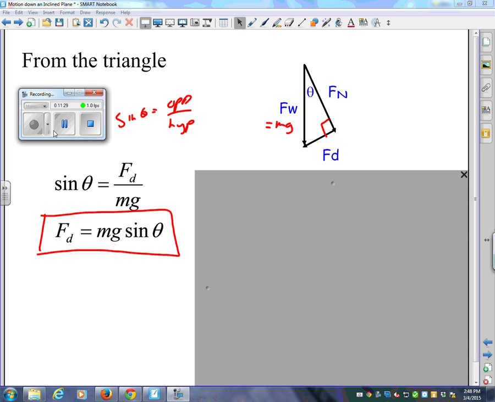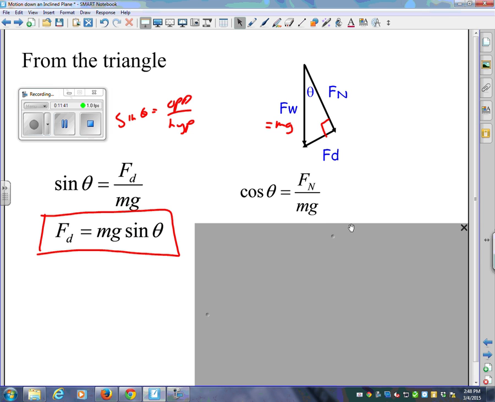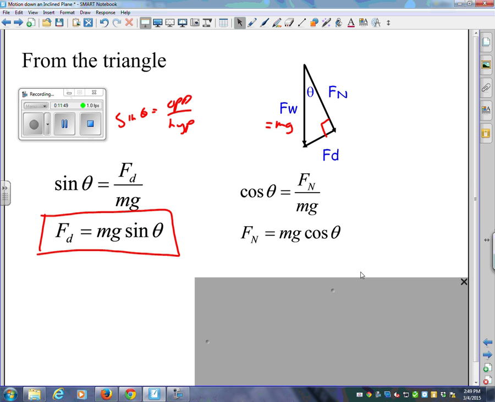What formula am I going to use for Fn? That's cos. Cos theta is going to be adjacent over hypotenuse. So cos theta is Fn over mg, which tells me that Fn is equal to mg cos theta. Those are your new toys for the day.